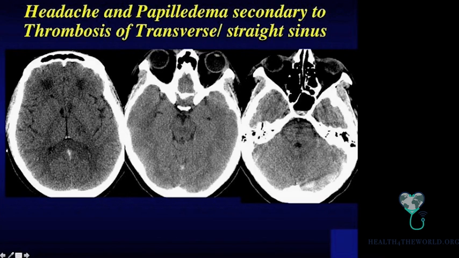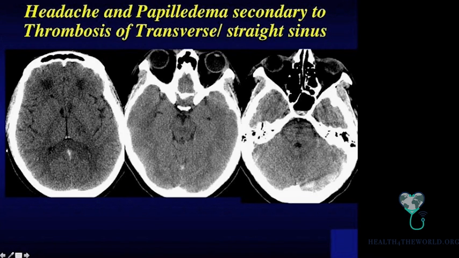Okay, and here's a patient with headache and papilledema secondary to thrombosis of the transverse and straight sinus. And this can be a tough diagnosis, very easy to miss, particularly on a CT scan. So if you're looking at a non-contrast CT scan, your eyes might be drawn to these hypodensities in the frontal lobes. And this is edema or maybe very early venous infarction caused by intracranial venous hypertension, but the pathology is back here.